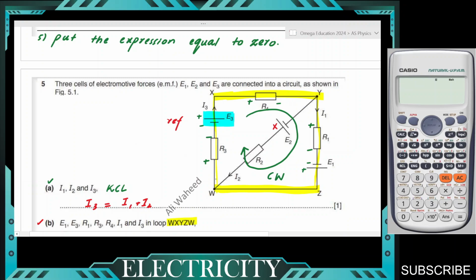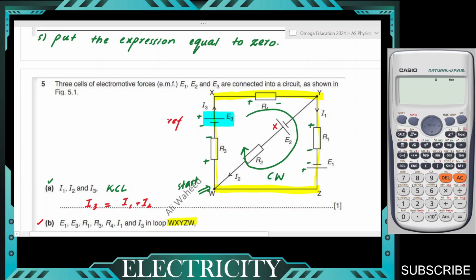For example, let's say the starting point of the loop I choose to be this one, W. Okay, it could be any other point. You can start the circuit from X or Y or Z, anywhere. But I'm just going with this thing that the loop started from W, and I have to go clockwise. Okay, I'll be going clockwise. So I'm starting from here. This is the start, and I'll be going clockwise.